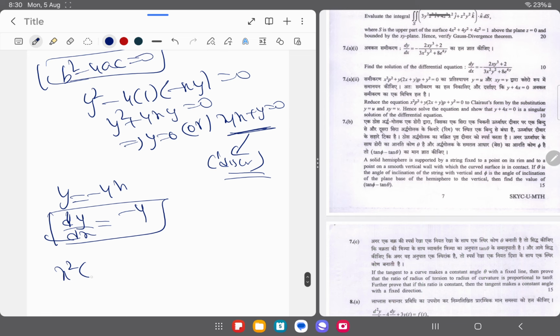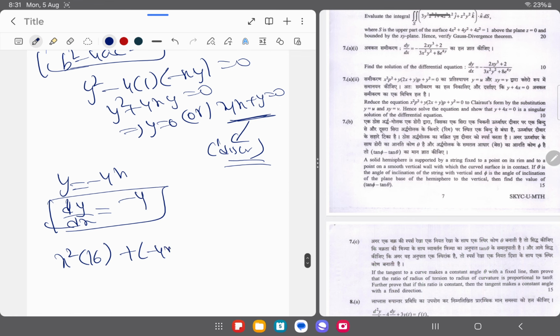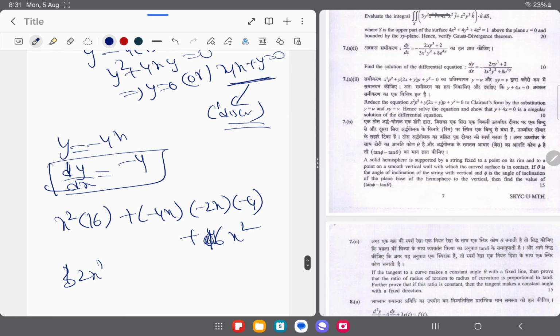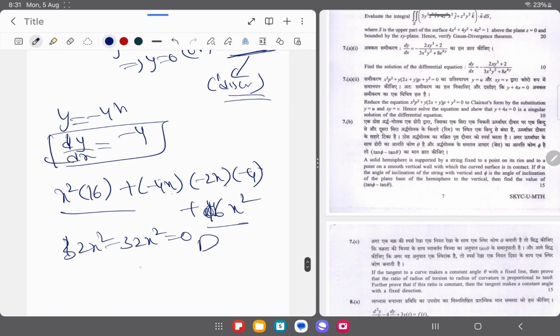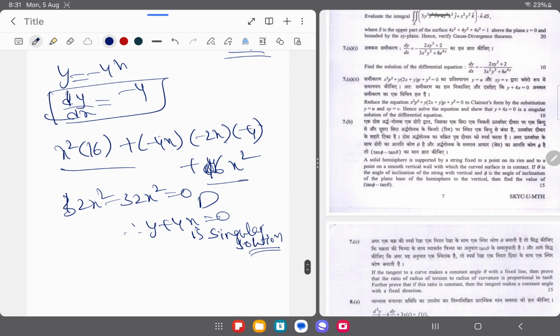right? So x square to 16 plus y means minus 4x into 2x plus y means minus 2x, p means minus 4 plus y square means 16x square. So this is 32x square, this one and this one. 4 into 4 16, 16 into 2 32, and 3 minus 32x square is equal to 0. So it is satisfying. So y plus 4x is equal to 0 is singular solution, right?